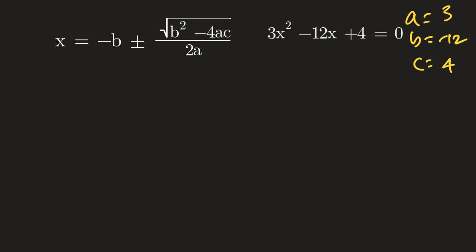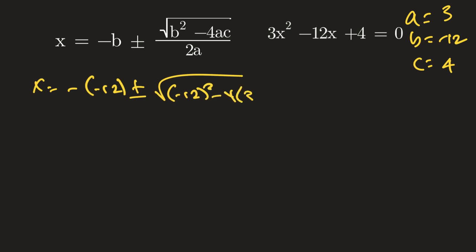Let's go plug them in. Here's the hard part. Negative b plus or minus square root b squared minus 4 times a times c all over 2 times a. Use those parentheses. Stay organized.